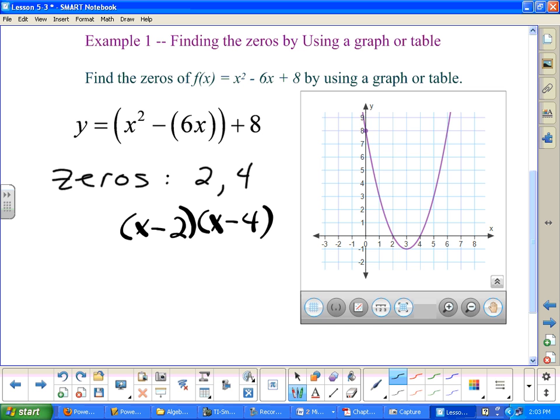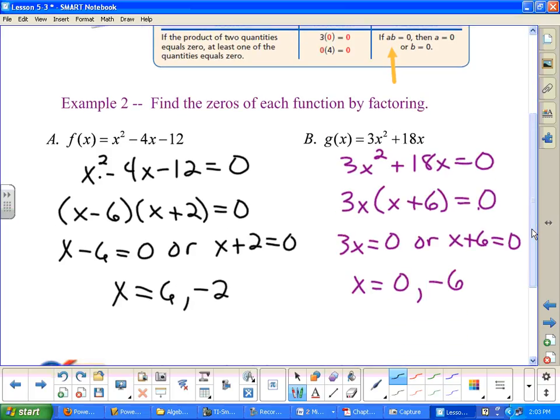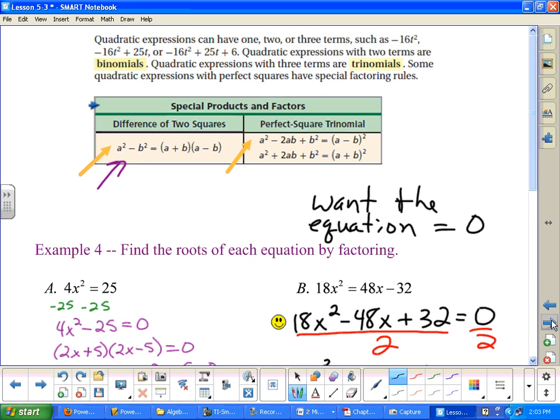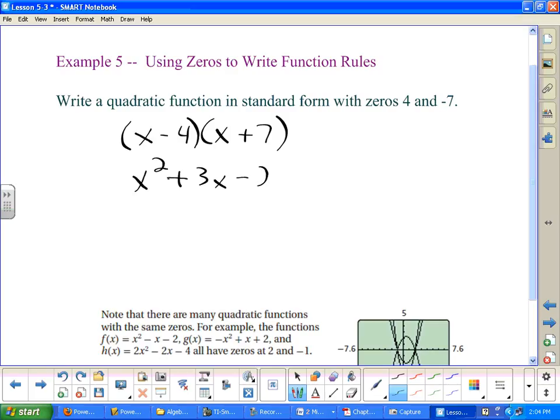The zeros are the opposites, correct? When we did the factoring here, we had factors of x minus 6 and x plus 2, which gave us a positive 6 and negative 2. We had 0 and negative 6 for answers here, which gave us x plus 6 as a factor. They're the opposites. So here we have zeros of 4 and negative 7. I'm going to write it in factored form first, which means I use the opposites, x minus 4 and x plus 7, and then you just need to multiply that out. And f of x equals that.